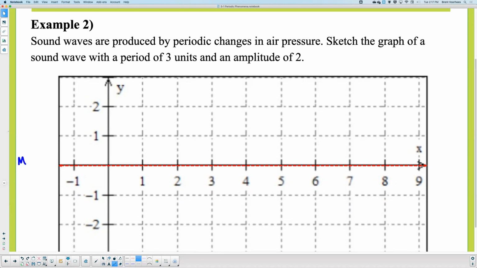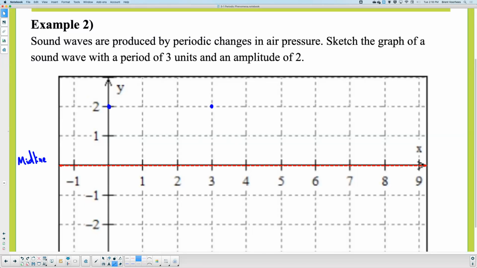Now, they don't tell us what this wave should look like, and so I'm going to make it as simple as possible. I'm going to use what we'll learn is a cosine curve here. I'm going to start at the maximum. What should the maximum be? How high? 2. This is going to be a cosine curve, starting there at the maximum. Now, how long should it be before I repeat and get to the maximum again? 3 units. So go over 3 and plot a point at 3, 2.